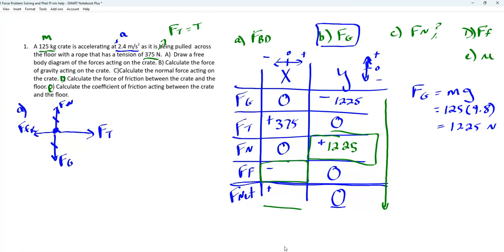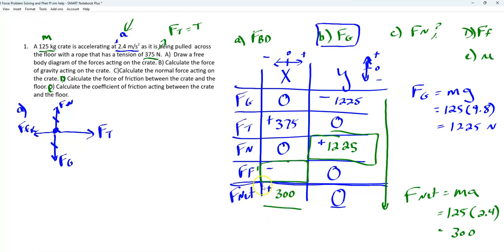So the thing that we're going to solve for, since we know the acceleration, we can use F net equals ma. So the net force is equal to the mass times the acceleration. The mass is still 125. Our acceleration is 2.4. And if we multiply those together, you get 300. So this is going to be 300 in this box here.